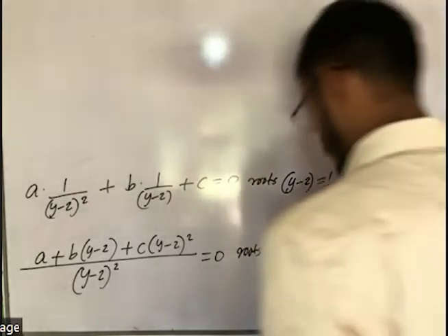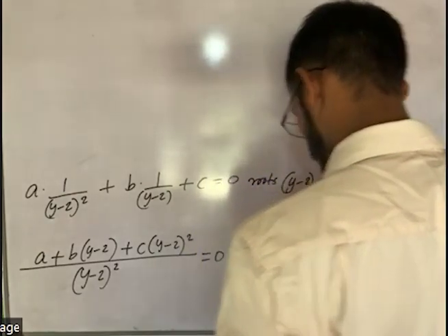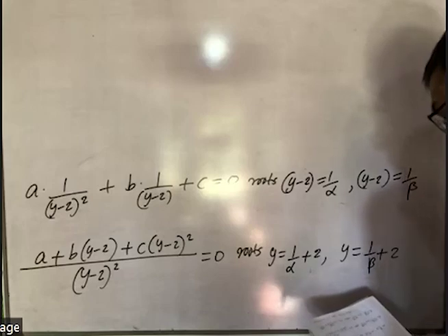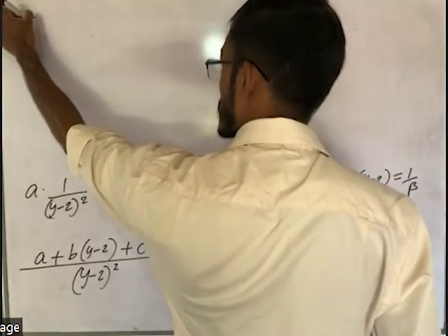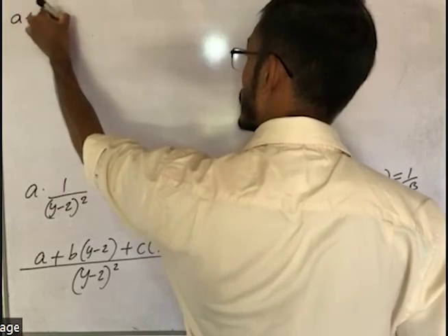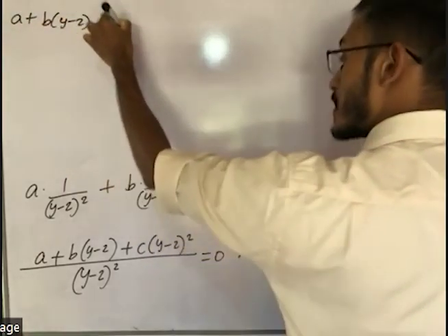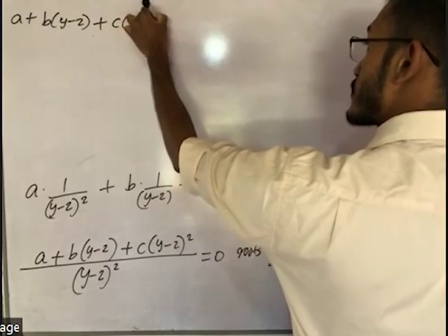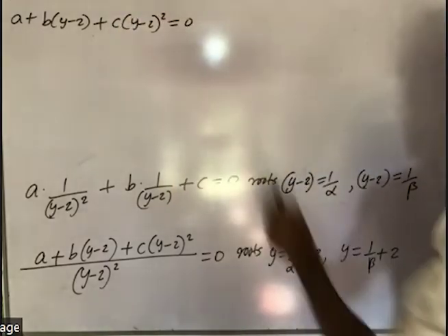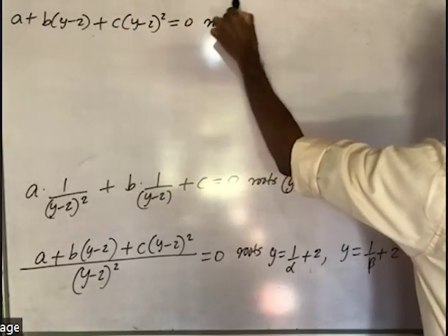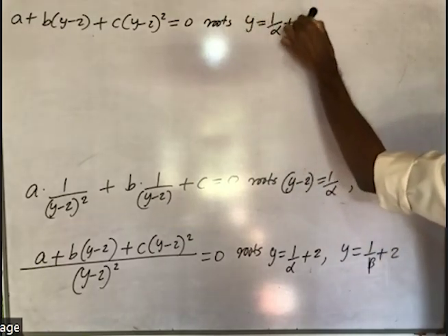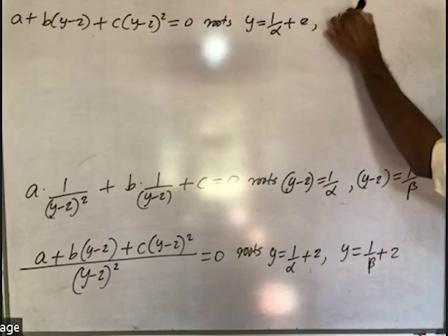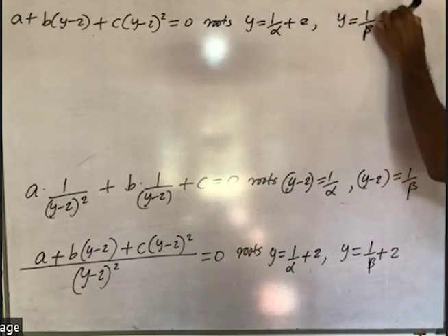Right. So here, if you multiply both sides by (y minus 2) squared, then it will become a plus b into (y minus 2) plus c into (y minus 2) squared equal to 0. Roots: y equal to 1 over (alpha plus 2), comma, y equal to 1 over (beta plus 2).